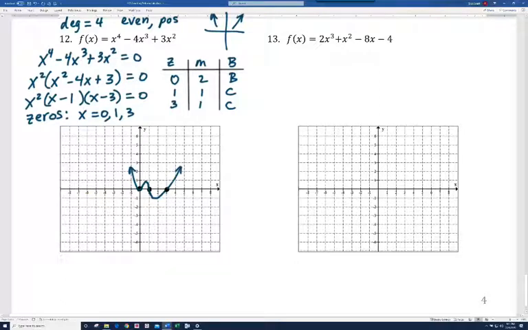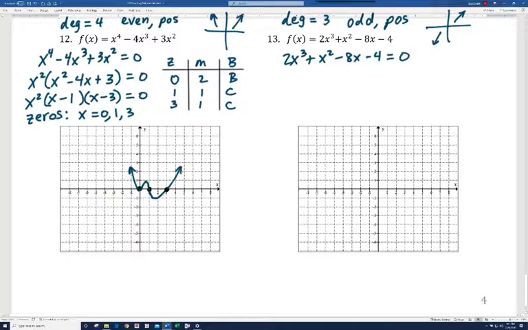Finally, on number 13, our degree here is 3. So that means that we're odd degree, and the coefficient out front is positive, that positive 2 out front. And so we're going to have the John Travolta end behavior. It's going to look like y equals x cubed. Falls on the left, rises on the right. Let's go ahead and set our polynomial equal to 0. We have 2x cubed plus x squared minus 8x minus 4 equals 0.